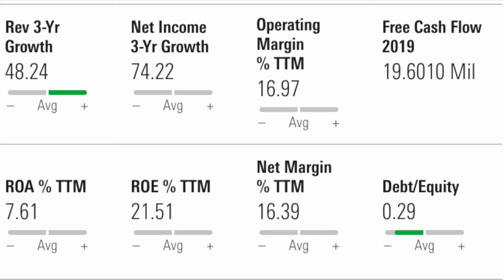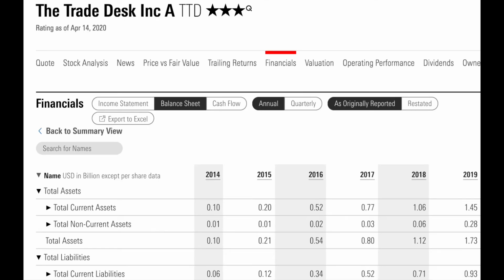So if we take a look at the financials, we'll see revenues over the past 3 years has been growing at a 48% clip. Also, their return on equity is roughly around 21.5%. The operating margins is close to 17%. Gross margins is 77%. And if we move on to the balance sheet, we'll see that working capital is $512 million. And over the past 5 years, the company has a compounded annual growth rate with working capital of 77%.